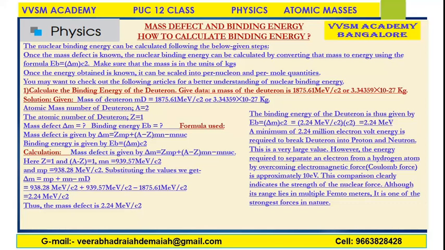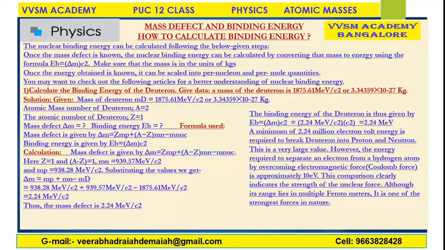Mass defect and binding energy. How to calculate binding energy? The nuclear binding energy can be calculated following the steps given below. That is, Eb is equal to delta m c squared. Make sure that the mass is in the units of kilograms. Once the energy is known, it can be scaled into per nucleon and per mole quantities. You may want to check out the following articles for a better understanding of nuclear binding energy.